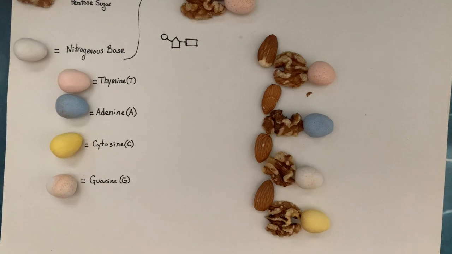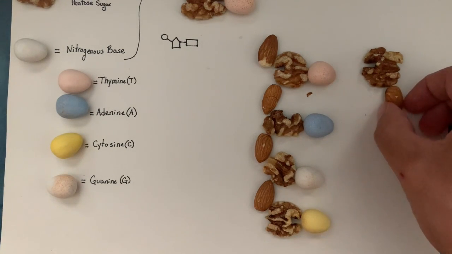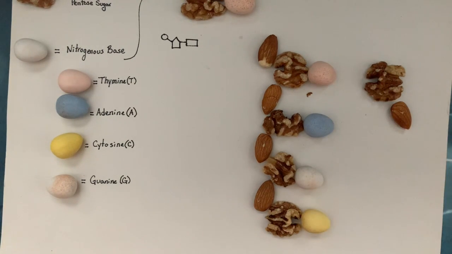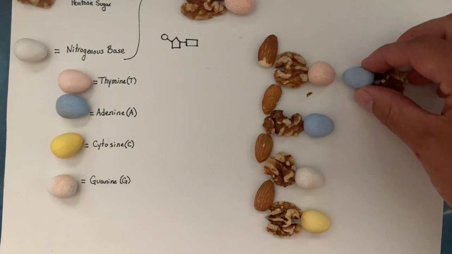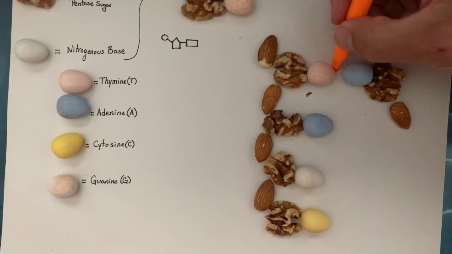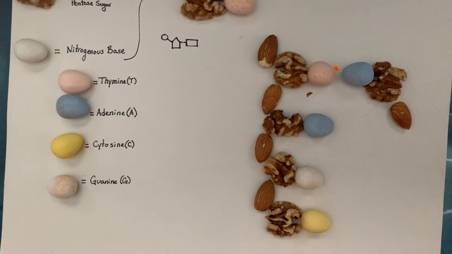Now we have to use that as a template to make the other side of the DNA molecule. So I put the phosphate, the sugar, and then the nitrogenous base. So if this is a thymine, which is going to be a pink, it's going to always match up with an adenine. So we get an adenine nitrogenous base. I'm going to put it right there. Now, what forms in between them is going to be a hydrogen bond, which will be represented by that highlighter.